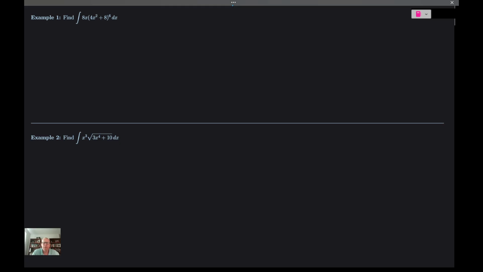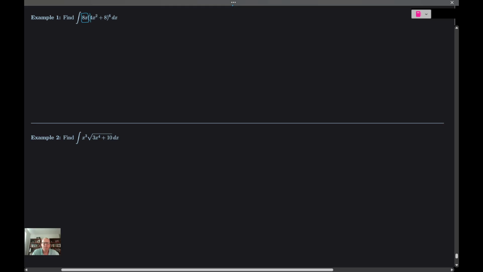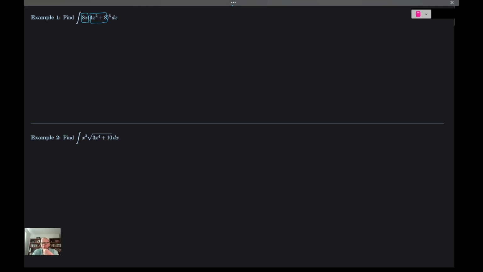Now, what you want to notice is you have this 8x and you have 4x squared plus 8. If you took the derivative of 4x squared plus 8, what do you get? You get 8x. That is helpful in this problem. So we're going to use what's called a U-substitution. This section is called substitution. Some books will call it U-substitution, and the reason is we're going to let part of this function equal u. There's no reason to pick u other than that's kind of the standard that we use.